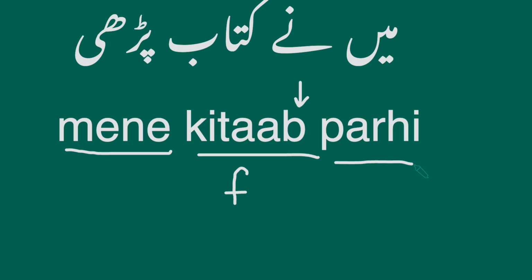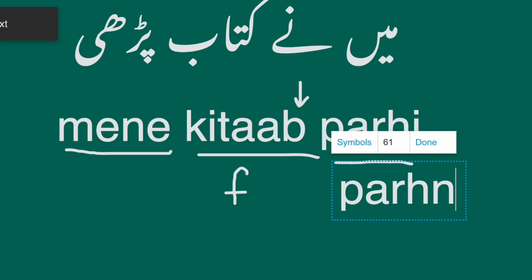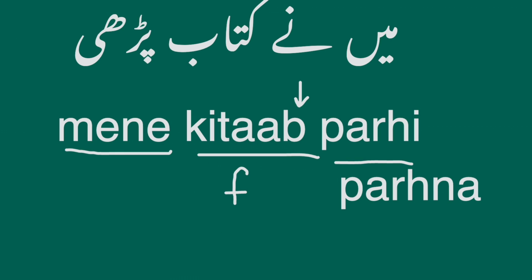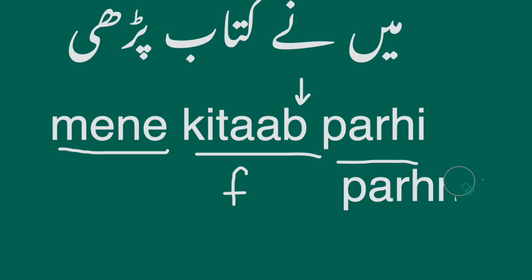The third rule is the verb. The verb is पढ़ना, and because it's a feminine noun, kitab is feminine, when we remove the na, we will put e. Padhi. People say padhi as well, or people say padhi. मैंने किताब पढ़ी. I read a book.